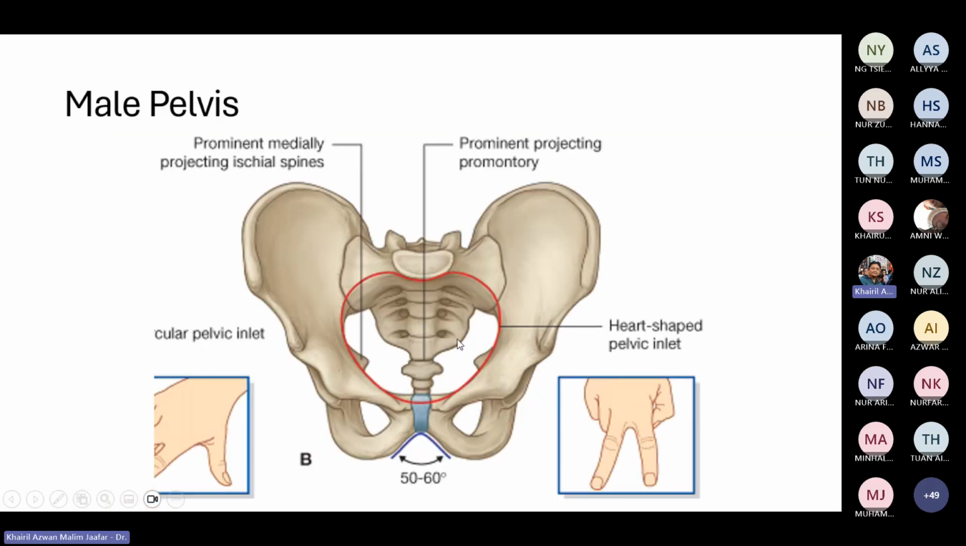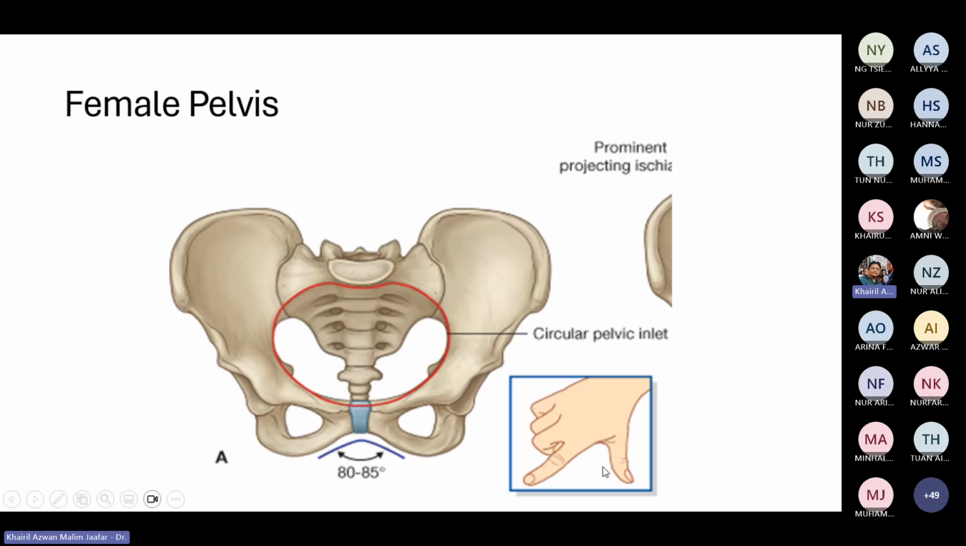You can see the male pelvis has a heart-shaped pelvic inlet, and the subpubic angle is between 50 and 60 degrees, which can be represented by two fingers, the second and third finger. While in the female pelvis, the inlet is more oval in shape, and the subpubic angle is 80 to 85 degrees, and can be represented between the first and second finger.